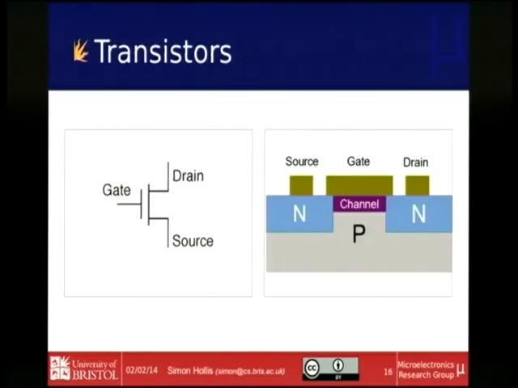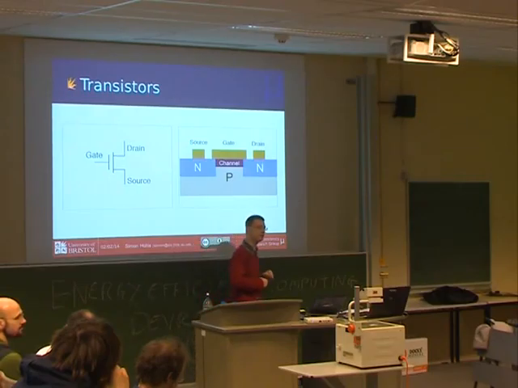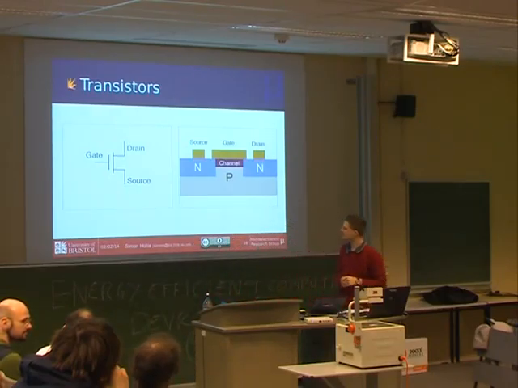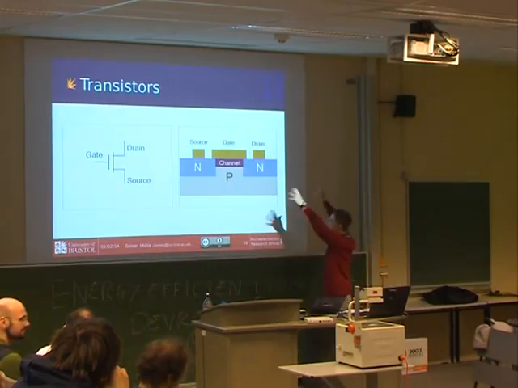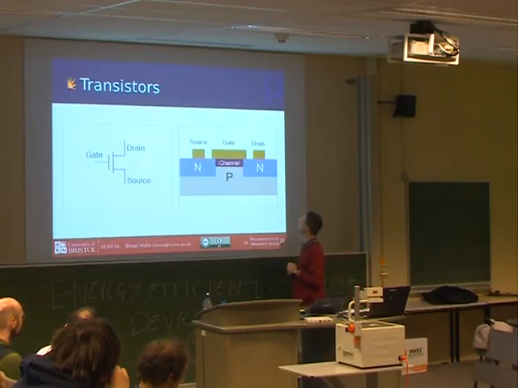So here's my transistor. This is a modern MOSFET-type transistor. The symbol on the left, and this is a very simplified diagram of what it looks like, or what it used to look like maybe 20 years ago. Now it'll be jagged all over the place due to wonderful effects of physics.